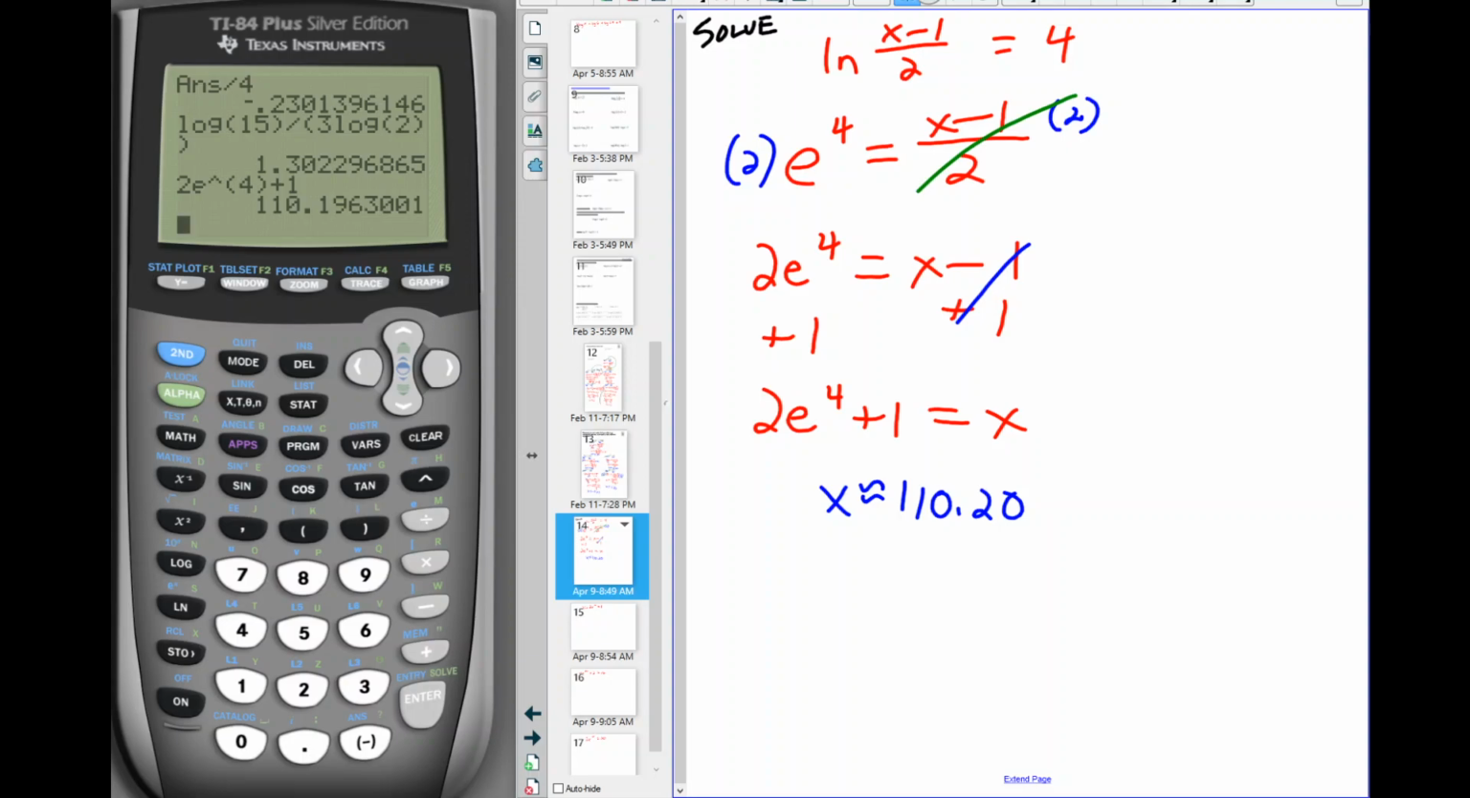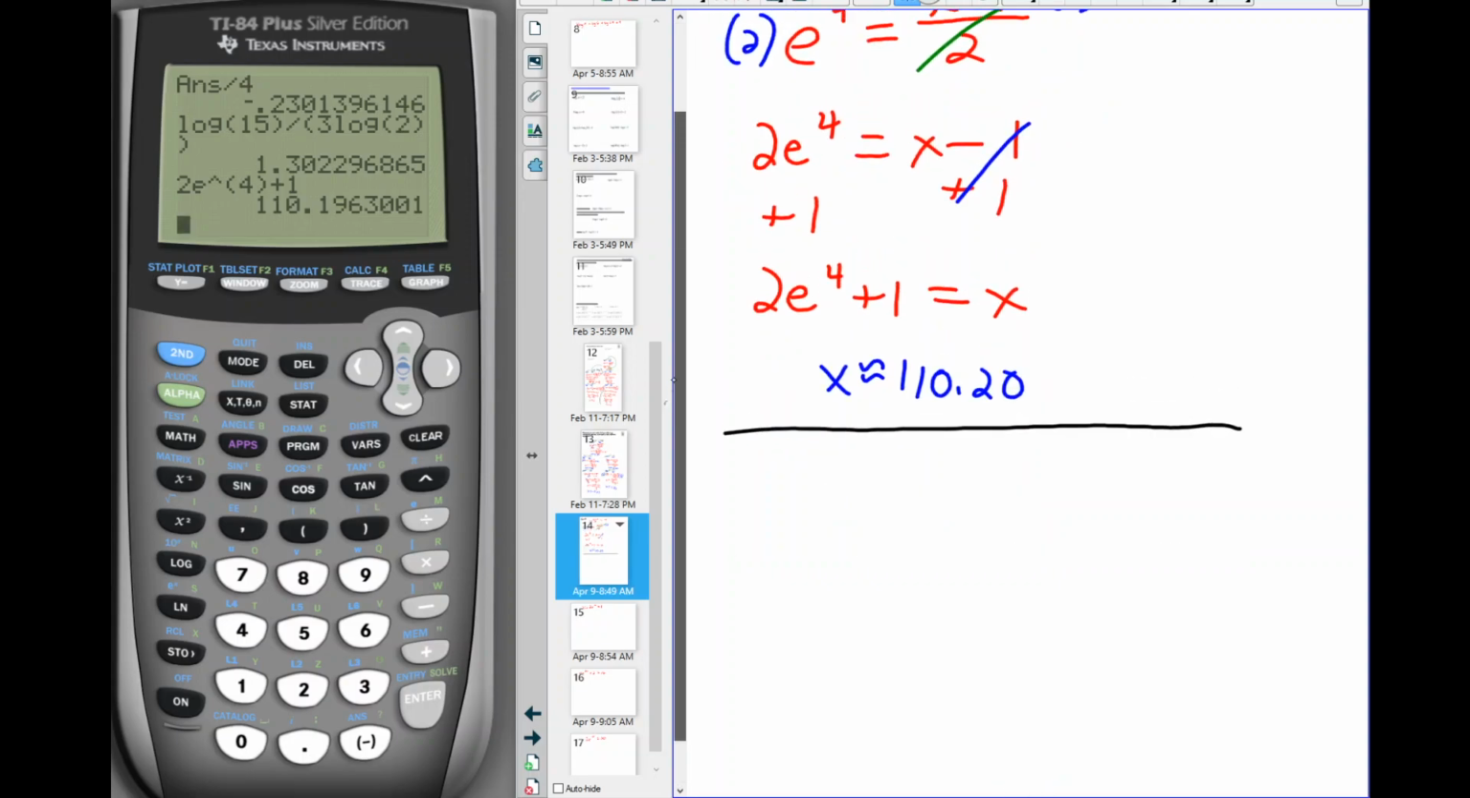But wait, there's more. Because this is a type of logarithmic equation, what must we do at the end? Check for extraneous. Okay, so I know with E and ln especially, there's going to be a lot of calculator involved. And actually, on this one, I can get away without it. But at the very least, I want to see that you substituted correctly.